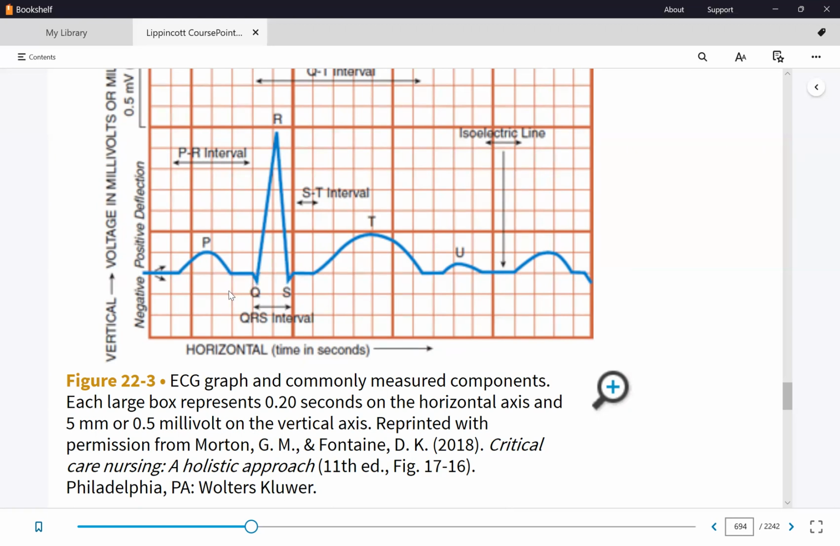So let's measure the PR interval. Since each small box is 0.04, measure this one. The PR interval is from here to here. So how many seconds is that? I'll take a shortcut. I know this is 1, 2, 3 small boxes. Three small boxes times 0.04 times 3, that's 0.12.